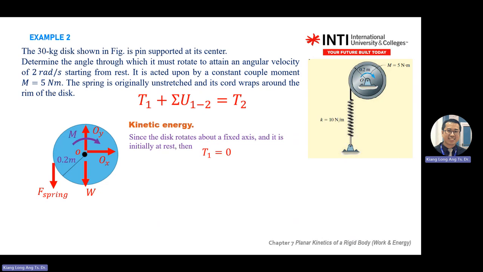Or you can go to this equation. You just draw an arrow and write equal 0, also for 1 mark. Okay. Now T2, you need to calculate by using, in this case, I use IO omega square.